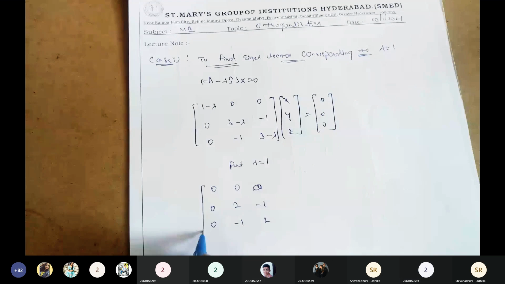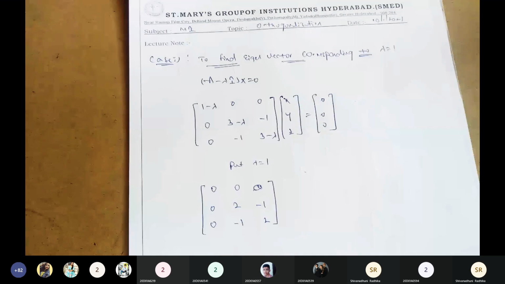Zero stuck, ma'am. Fraction of seconds it will display. Please wait.